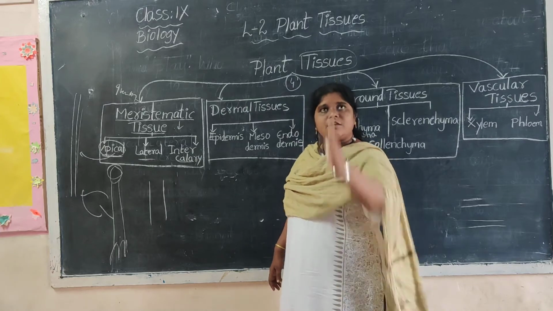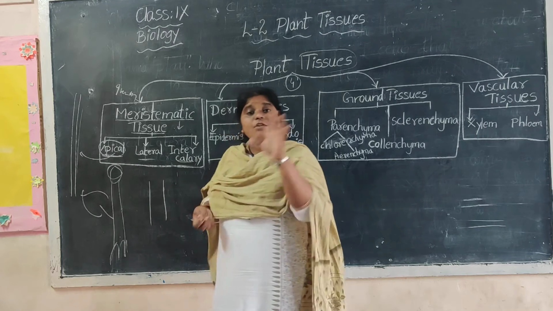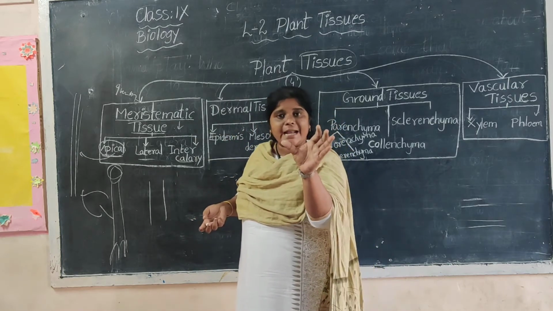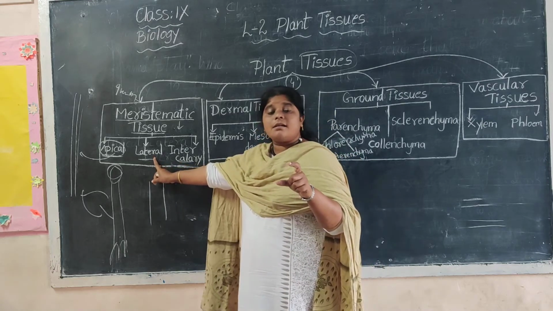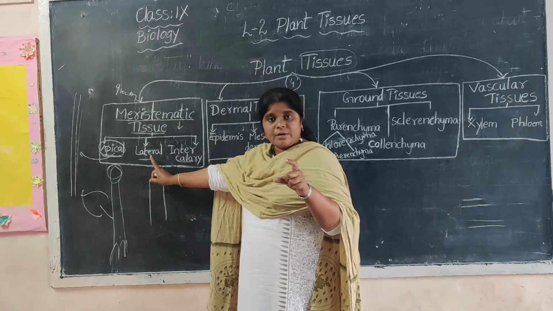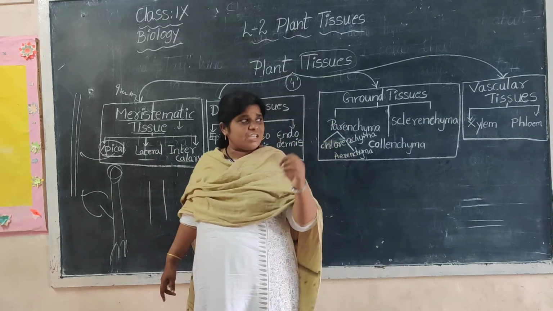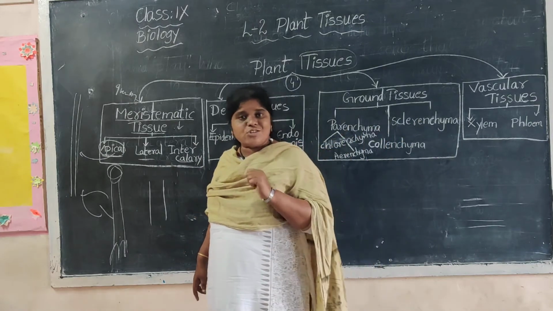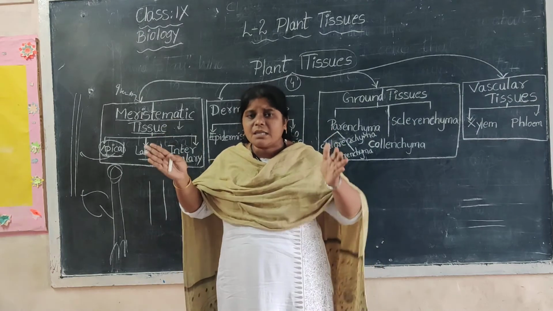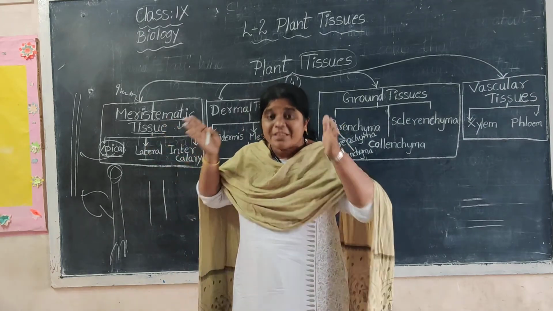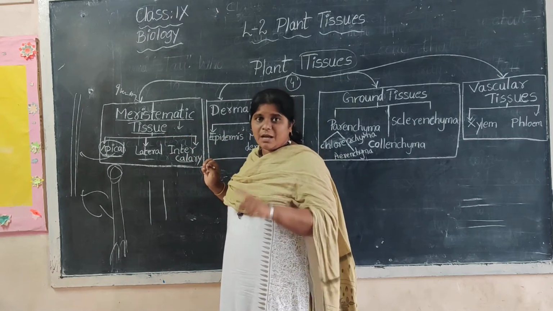Got my point? The length of the plant will be increased by apical meristematic tissue, whereas the girth of the stem, the width of the plant, will be increased by lateral meristematic tissue. When you take huge plants like banyan tree, acacia, or neem tree, they have a very bulky girth of the stem. That is increased because of which tissue? Meristematic tissue.